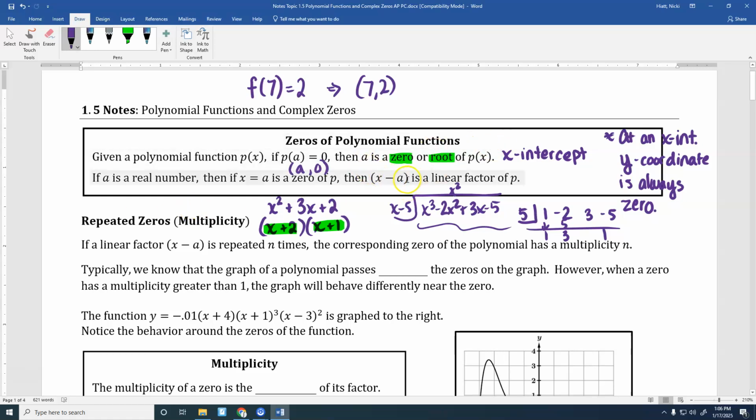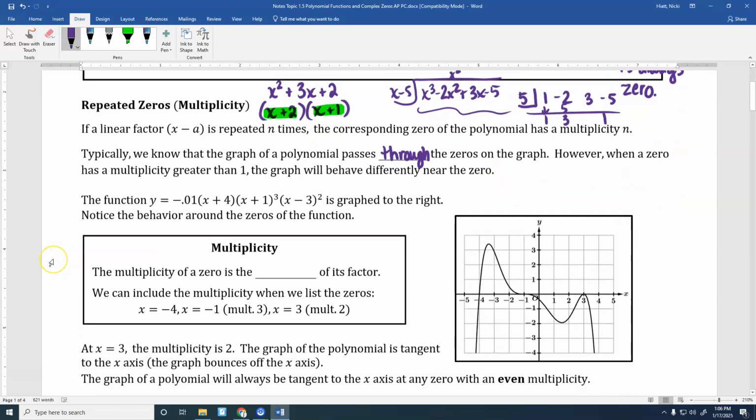So these linear factors are going to go with the equation for the function. Whenever we talk about zeros, we also must talk about their multiplicity. So a linear factor, x minus a, if a linear factor is repeated n times, the corresponding zero of the polynomial has a multiplicity of n. Typically, we know that the graph of a polynomial passes through the zero on the graph. However, when a zero has multiplicity greater than 1, the graph will behave differently near the zero.